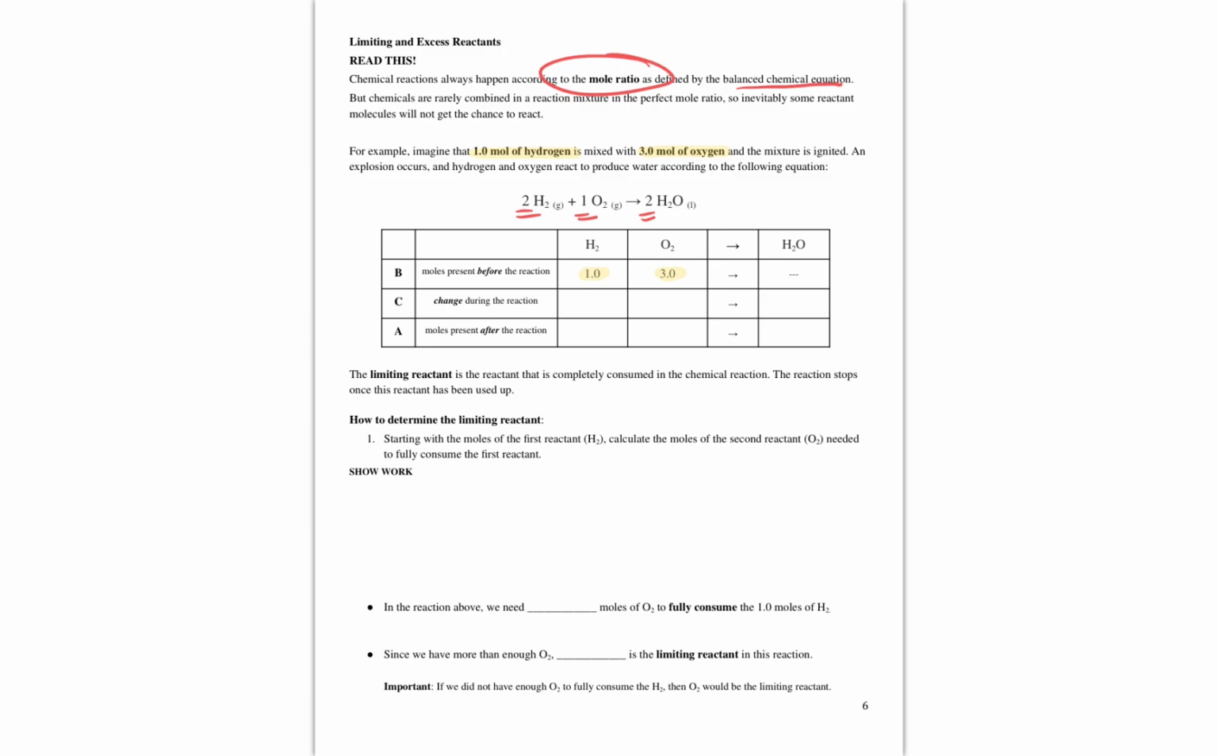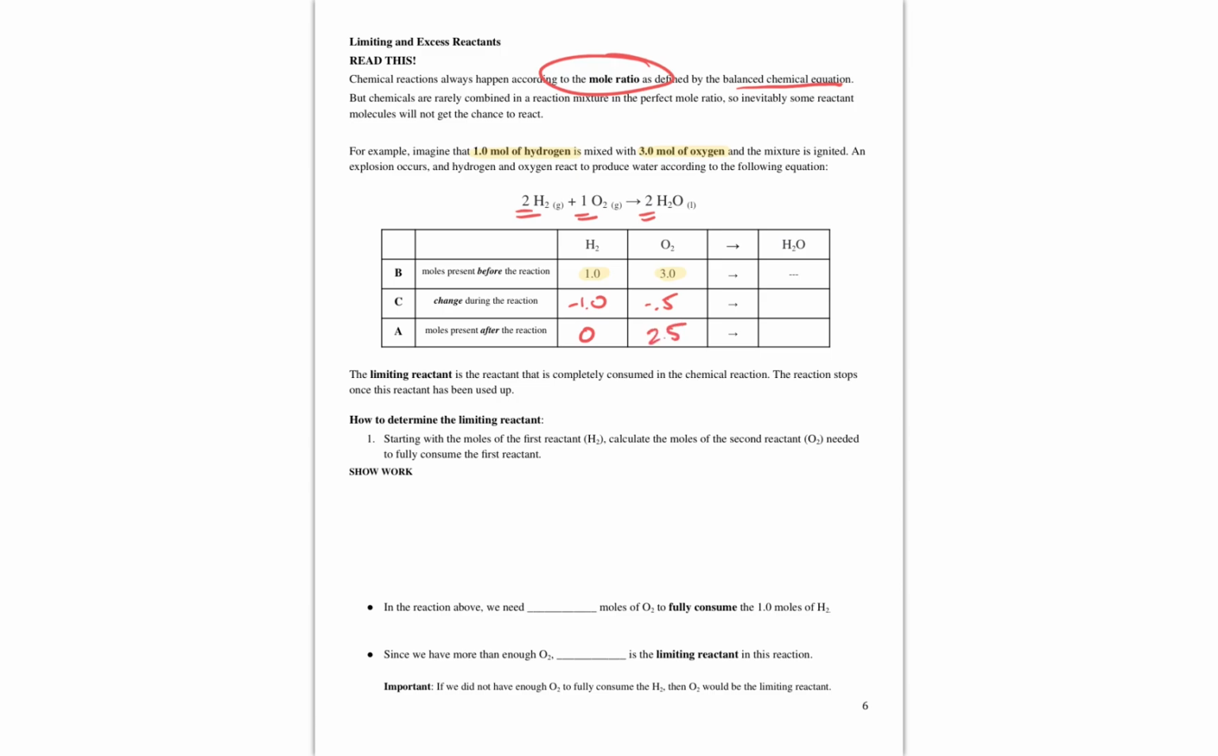that means that when I use up all 1 mole of my hydrogen gas, I'll only have used up half of a mole of oxygen gas. And the reaction is going to stop at that point because I will have no more hydrogen gas, even though I still have 2.5 moles of oxygen gas.